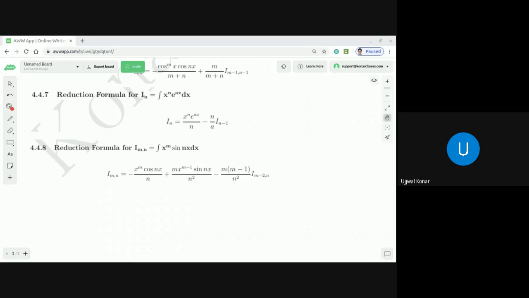Okay. Now next reduction formula. I'm coming to the one parameter. It is integration of x to the power n into e to the power minus x dx.